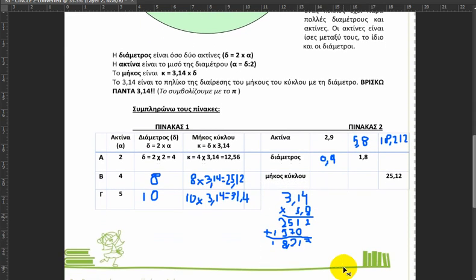Next up, for the next one, we need to do 1.8 times 3.14. So let's do that. 3.14 times 1.8.